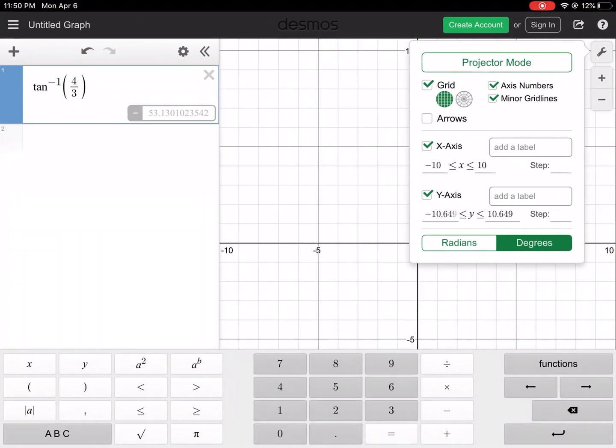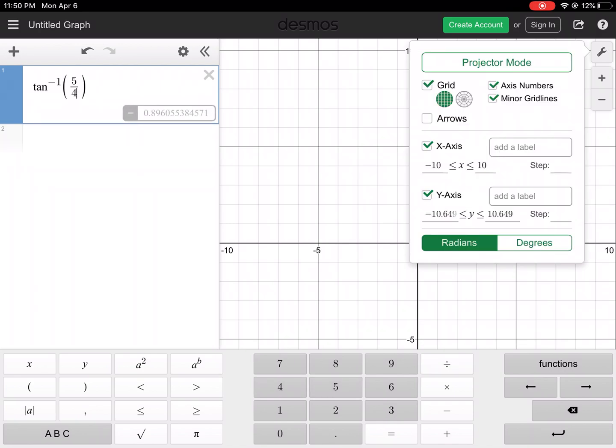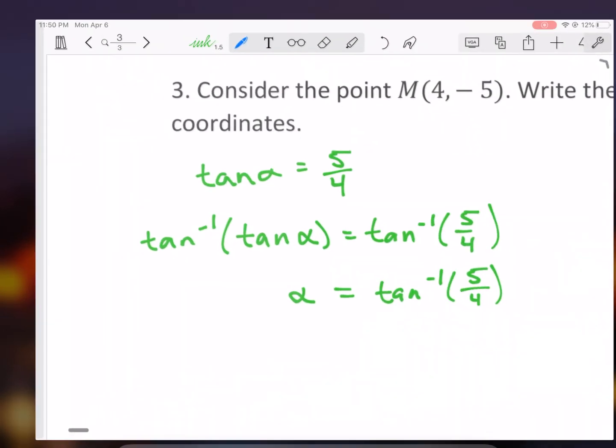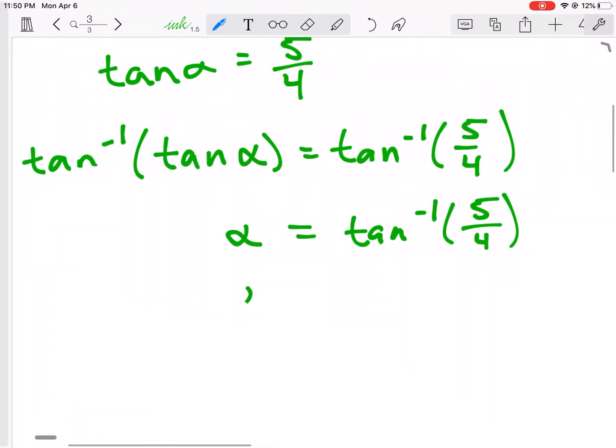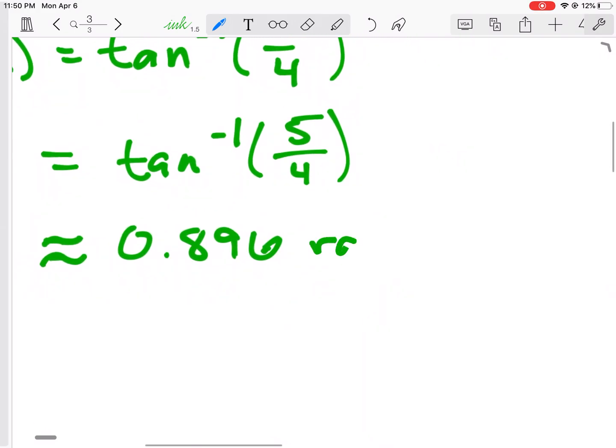Let's figure out what that is. So instead of 4/3, we had 5/4 this time. For fun right now, I'm going to use radians instead. In radians, tangent inverse of 5/4 is 0.896. This would be 0.896, 896 thousandths, approximately, in radians this time.